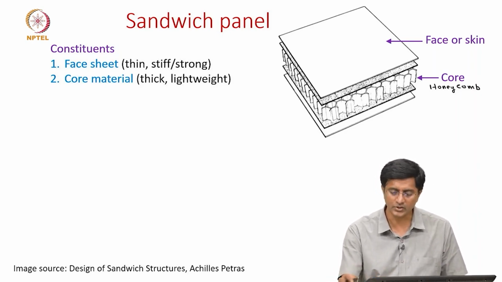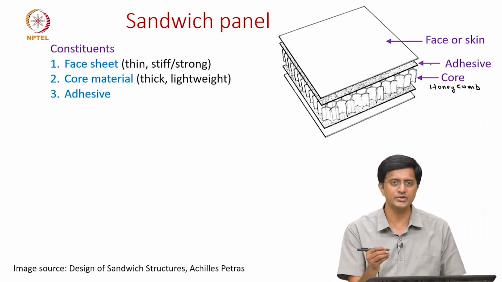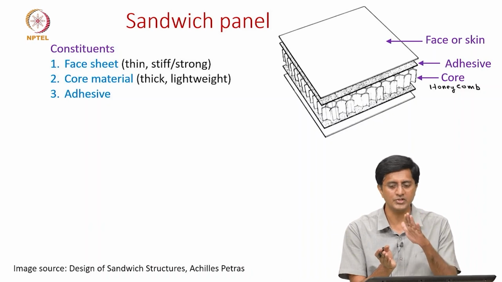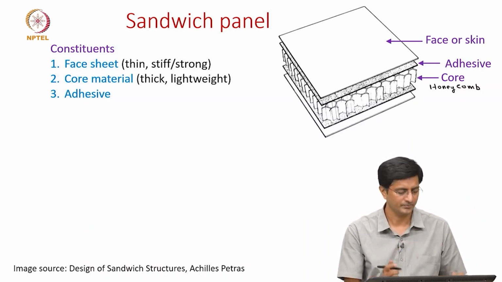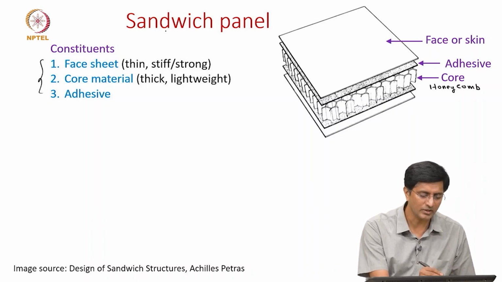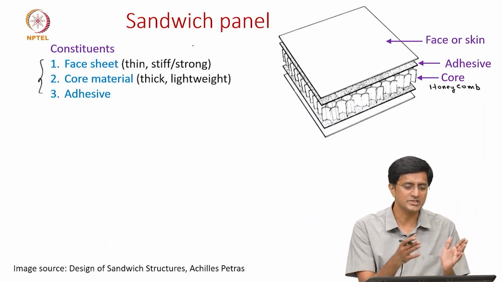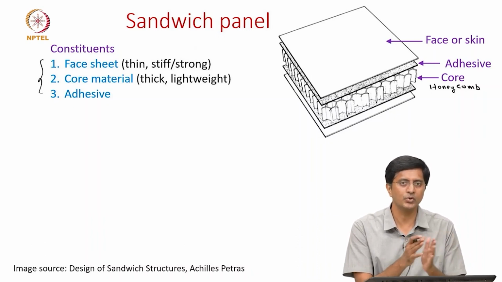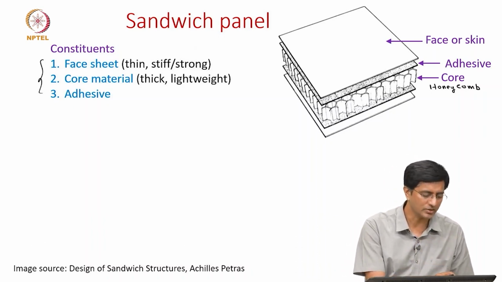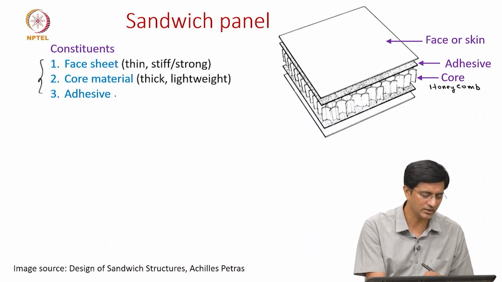And lastly, to join the face and the core, we need a third layer in between, which is the adhesive. This adhesive helps to bond the face sheet to the core material. So these three constitute what we call the sandwich panel. As the name says, it is just sandwiching a few layers together. And what is it sandwiching? The face sheets and the core material. How are they bonded? They are bonded using this adhesive layer.